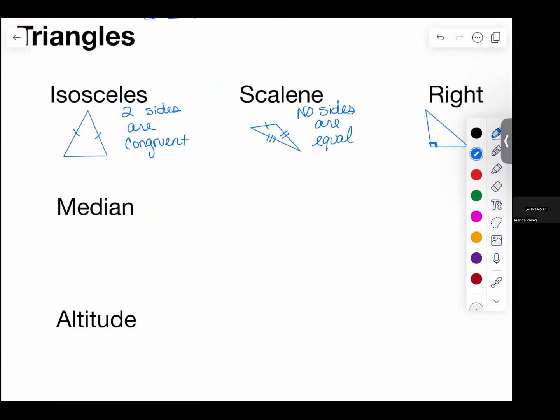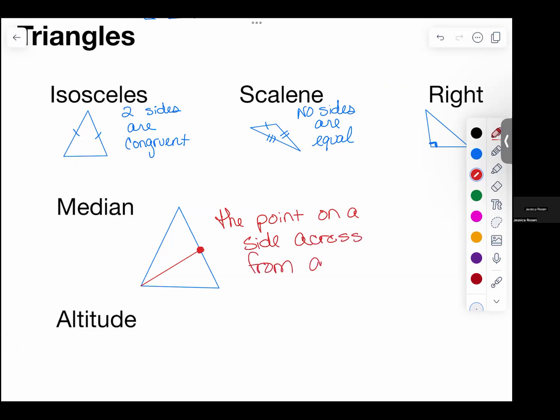A median is going to be a middle point. So when we're talking about a median, we're going to talk about an equilateral triangle. An equilateral means all sides are equal. I didn't write that one on there because I figured you might be okay with that. But the median, I'm going to put in red. A median goes straight from the vertex to the middle of the other side. So that point right there would be the median. So it's the point on a side across from a vertex.